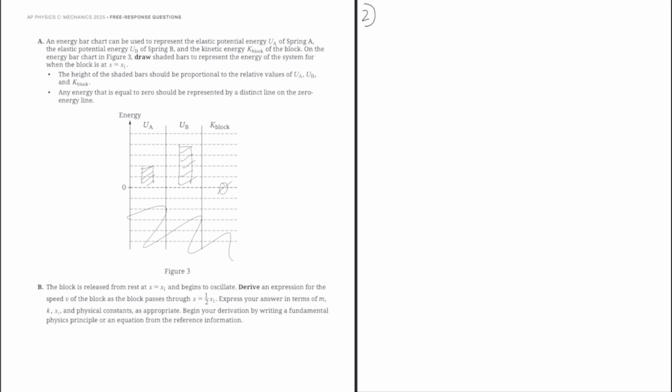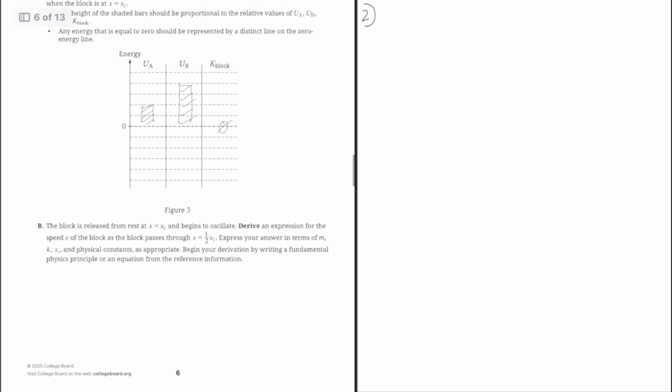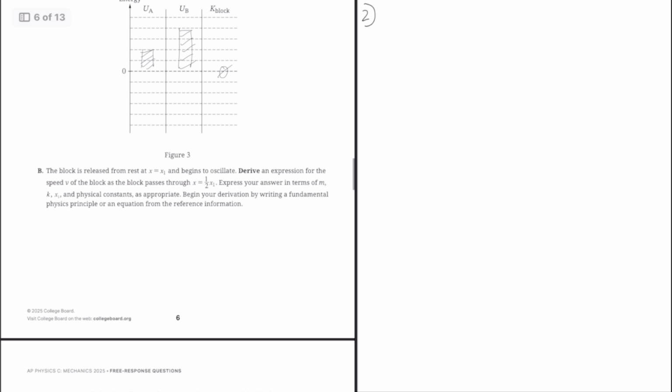And don't use the bottom. Negative energy does not exist unless you're working with gravitation, electrical potential energy, and some other energies. Usually you won't have negative energy, but it can totally pop up in E&M or gravitation. So there we go. That's the bar chart for that.